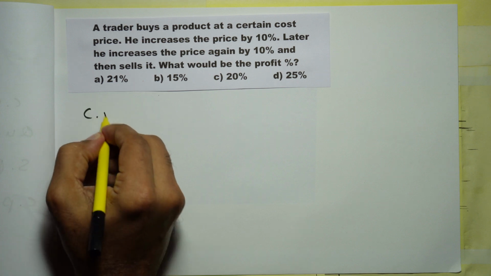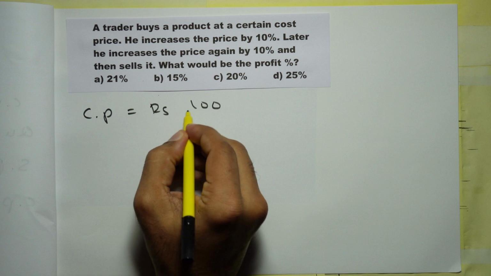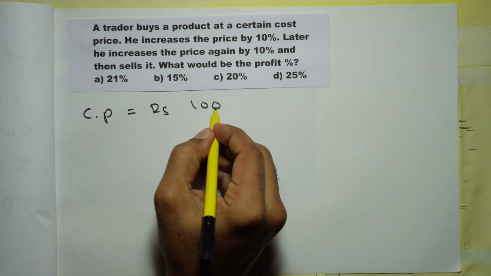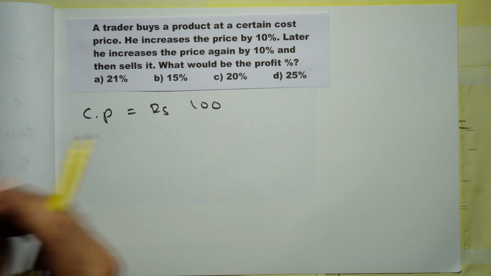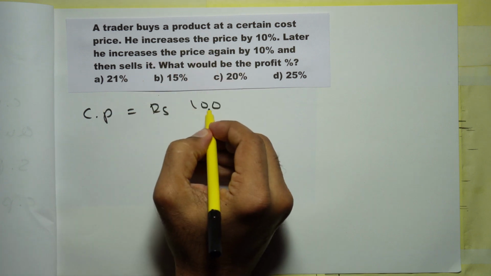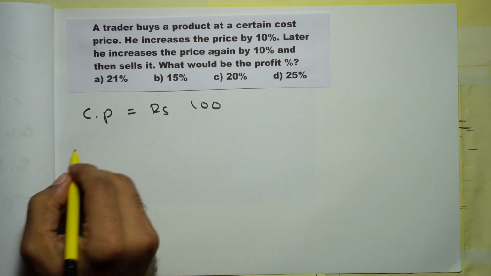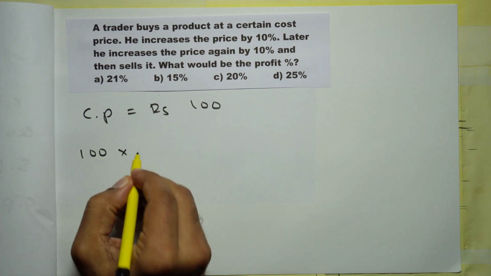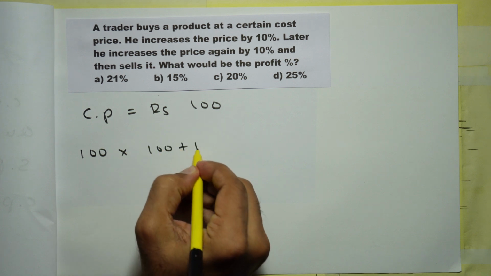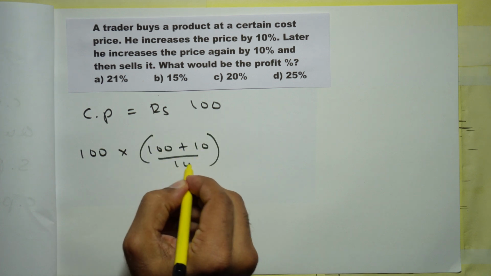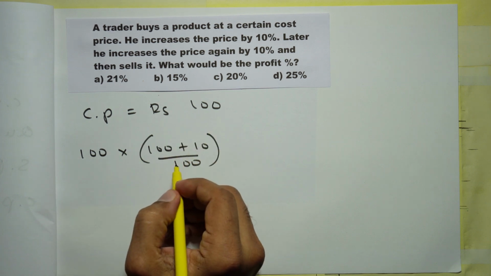So we will assume that the cost price is rupees 100. If you assume it to be 100, then the calculations will be a lot easier. That is why we are assuming it to be 100. Now he increases this price by 10%. So we'll calculate the new value. Originally it was 100. So to increase it by 10%, you have to multiply by 100 plus 10 by 100. So this is the new price after increasing it by 10%.